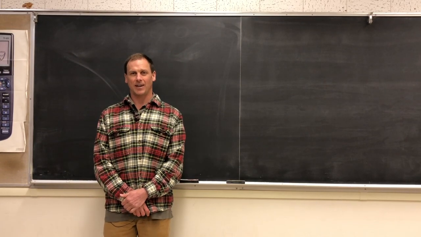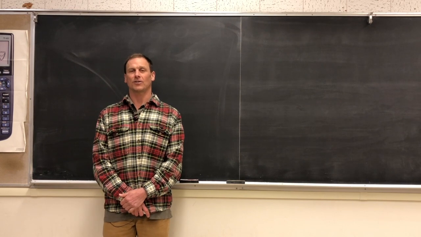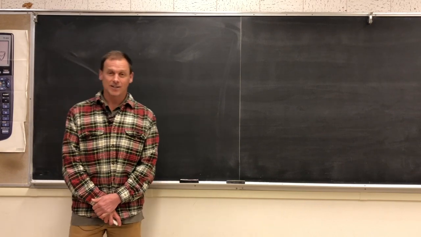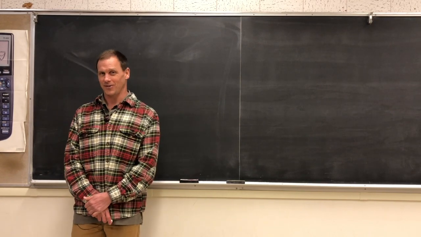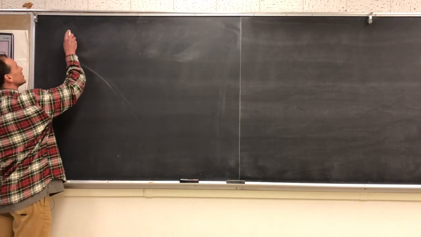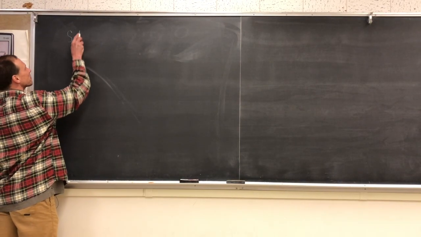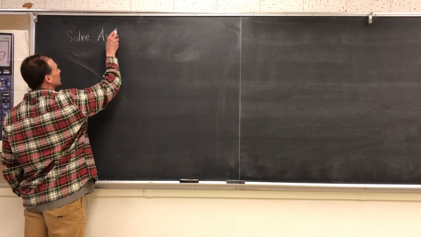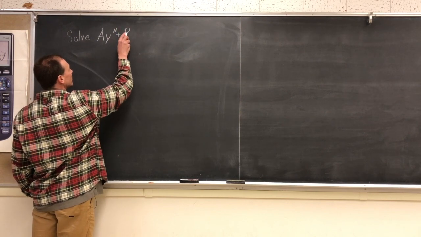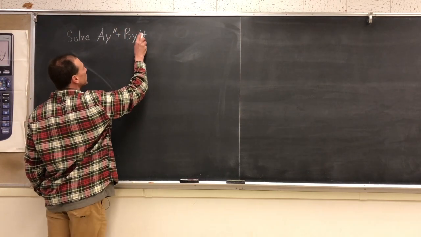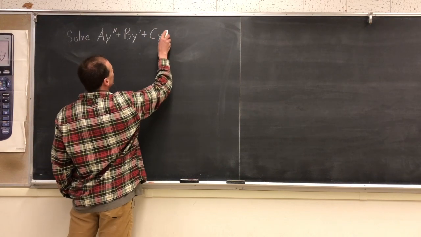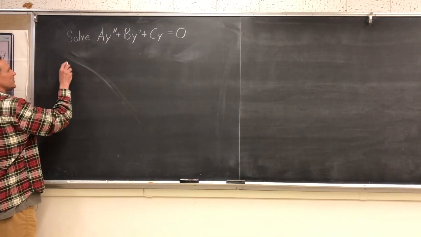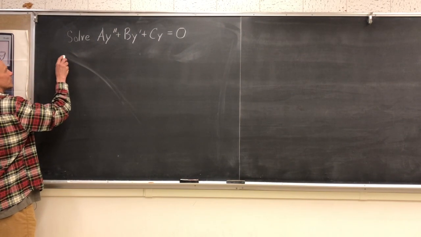I am Tom, and today we're going to take a look at the solutions to the null equation for a second-order linear differential equation with constant coefficients. That's quite a bit, but here's the problem that we were looking at. We were solving the problem of ay double prime plus by prime plus cy equals 0.